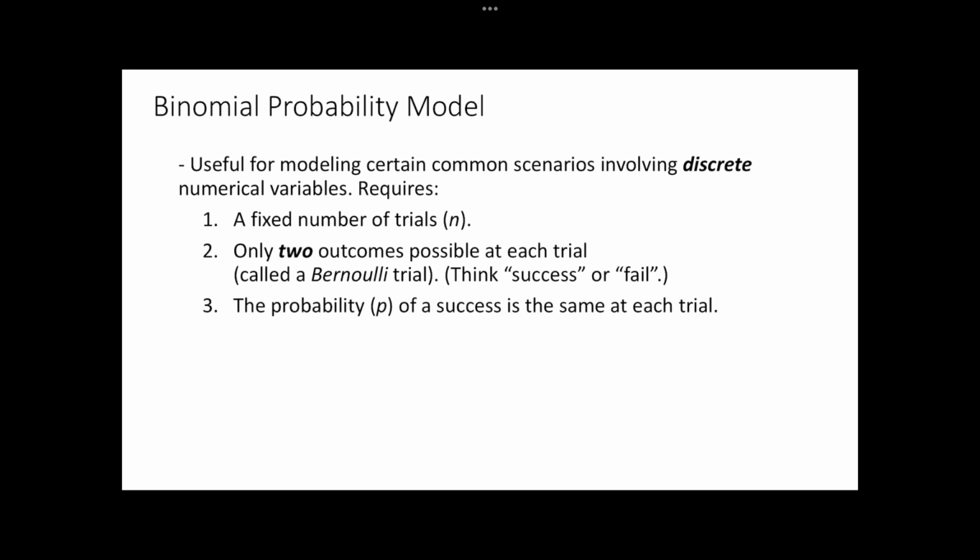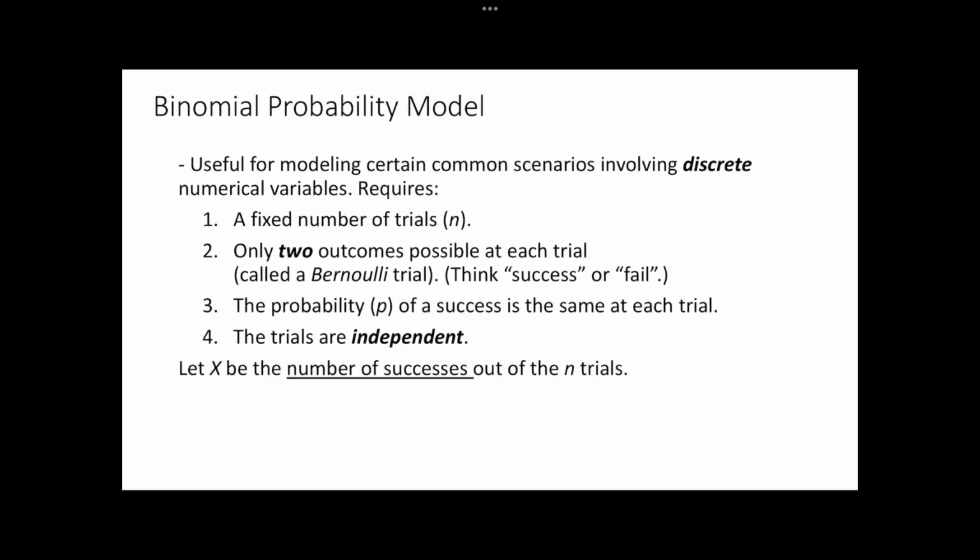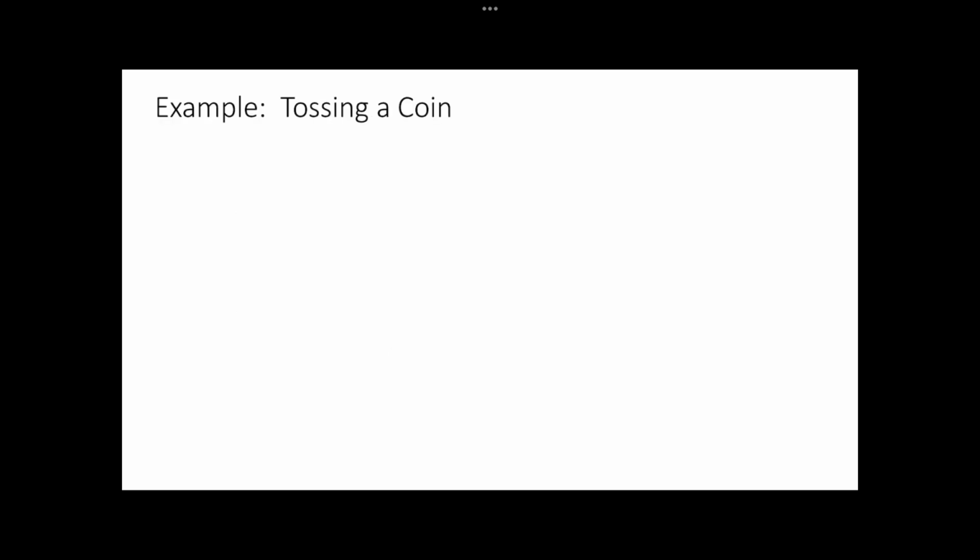The probability P of a success is going to be the same at each trial, and the trials must be independent. So remember, that means that the probability of success at one trial is not dependent on knowing what happened at previous trials. Let's let X denote the number of successes out of the n trials. Let's look at an example.